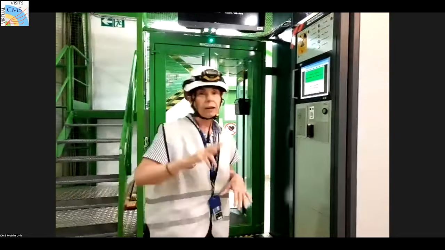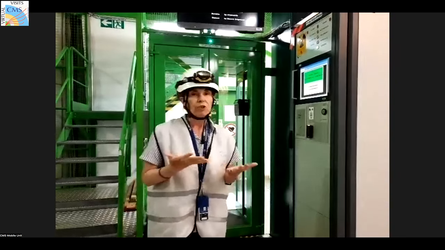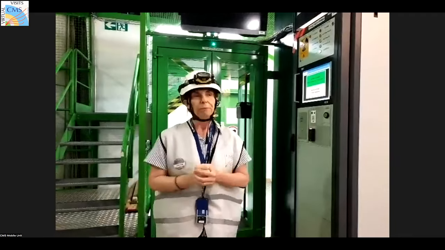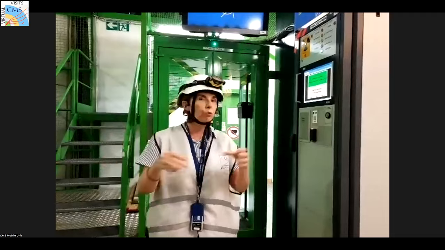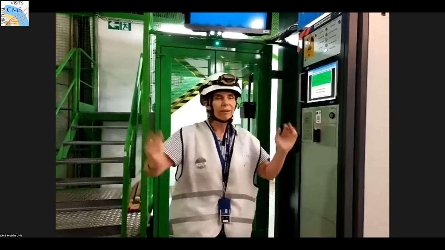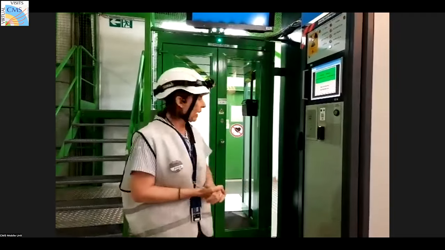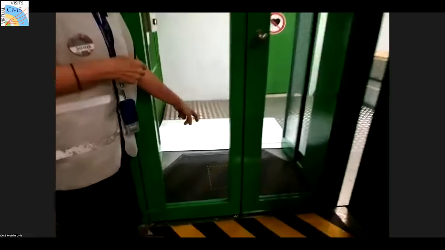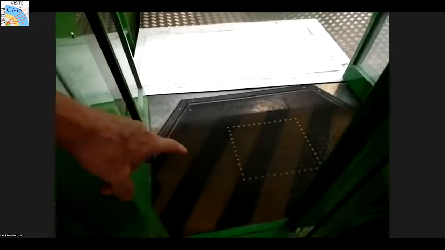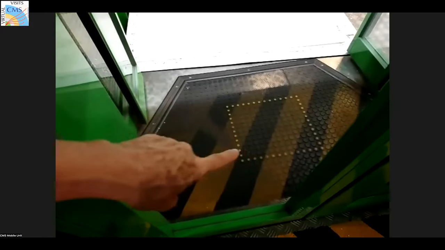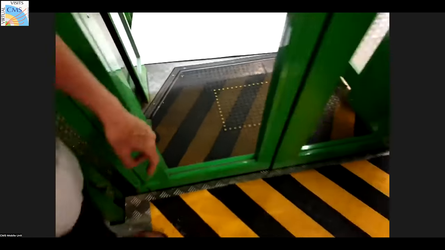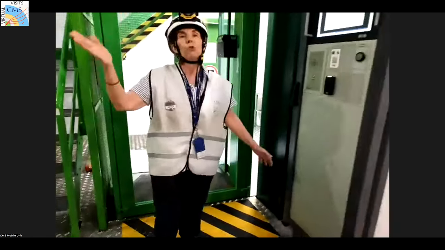What I have to do here is pass three checks. One check is to verify that I'm human. The system checks if the weight corresponds to the typical weight of a human person. To do this, I have to step in. Maybe Noemi can help me. You see here, there is a square with the yellow dots. So I step in here and the system verifies that I'm human.